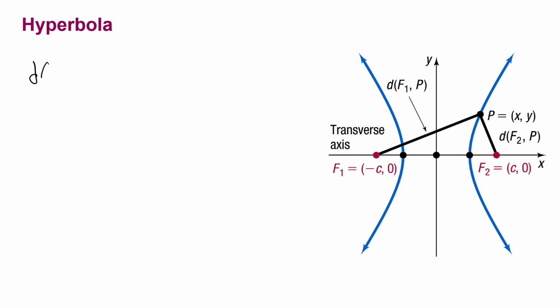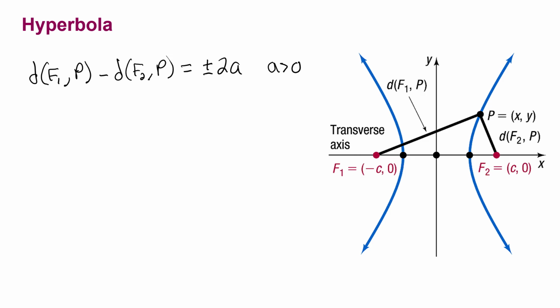Therefore, the distance from f sub 1 to p minus the distance from f sub 2 to p is a constant value. We denote this constant as plus or minus 2a, where a is positive. If p is on the right branch of the hyperbola, then the distance from f sub 1 to p is larger than the distance from f sub 2 to p, therefore the difference is positive. If p is on the left branch, then the distance from f sub 1 to p is smaller, and thus we use the negative 2a as the constant difference.